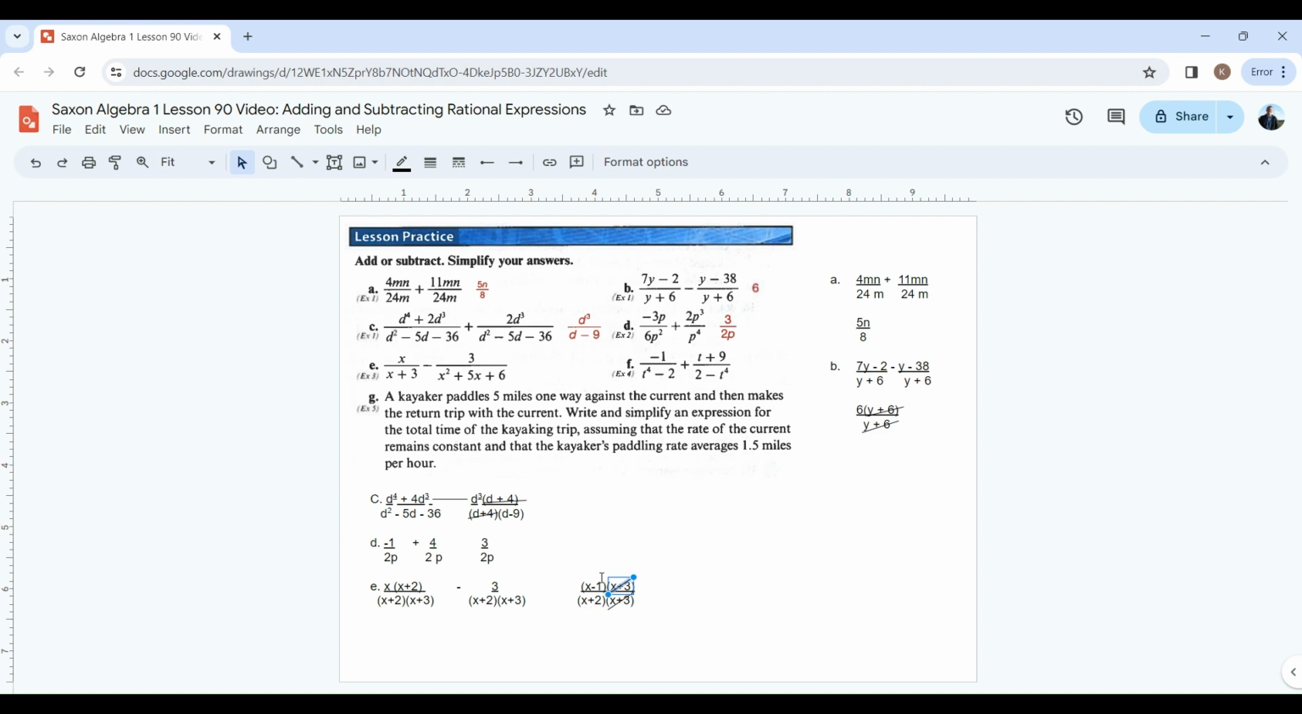And the trick to that was seeing that I had a trinomial on the top if I multiplied everything out. Let's make sure we got that one right. There it is. All right, on to letter F.